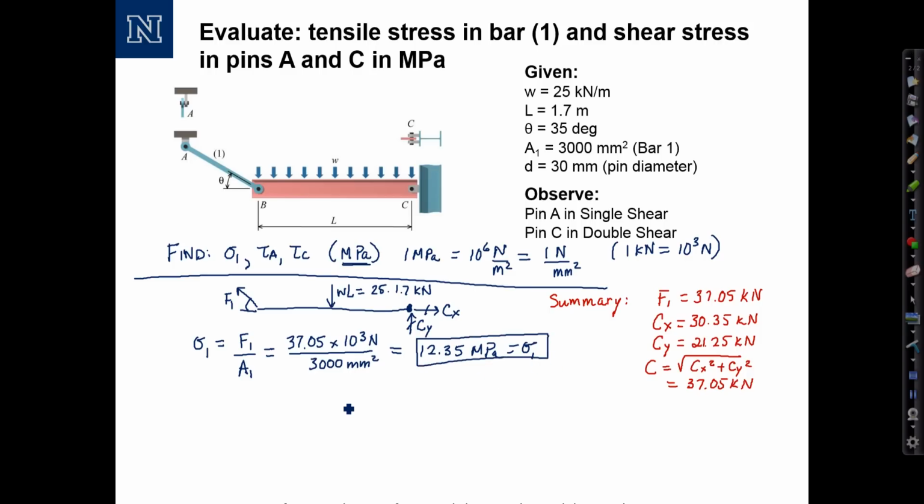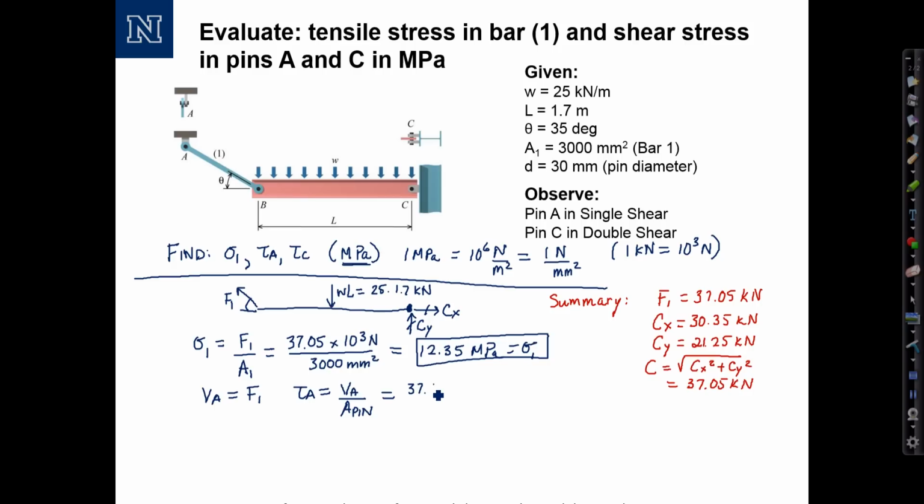Next, how about the shear stress in pin A? We already said that the shear force that passes through pin A, which I'll call V sub A, is equal to the force F1. The shear in pin A, tau sub A, is equal to the shear force divided by the area of the pin. Notice this is different than the area of bar 1.